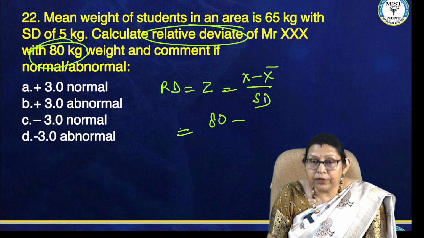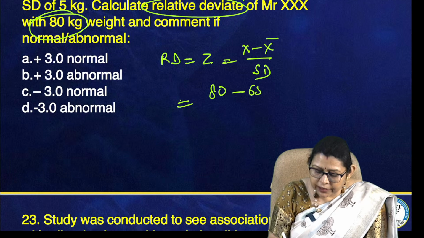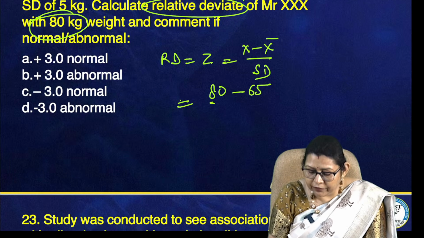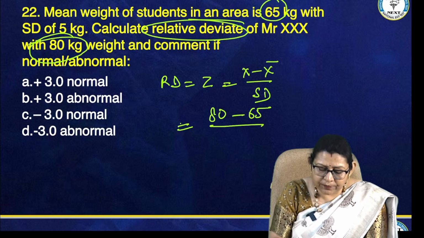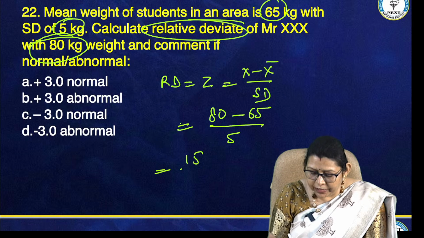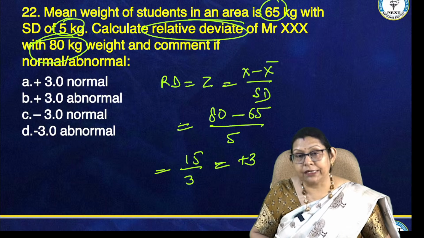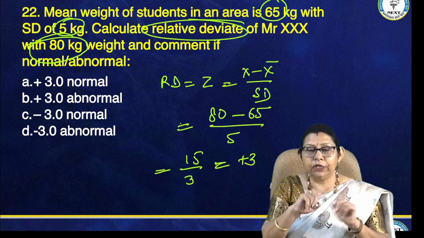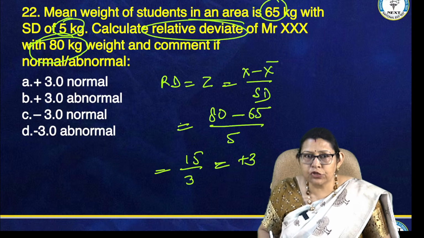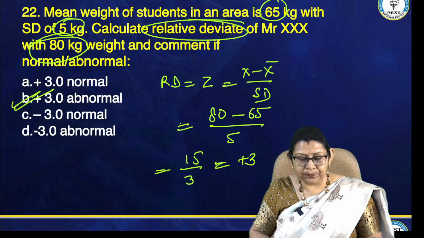What is the mean weight? Mean weight is 65. So it is 80 minus 65. What is a standard deviation? Standard deviation is 5. So it is your 15 divided by 5, and that is plus 3. So you already had started answering quite correct. It is plus 3. We know that a value within plus minus of the 2 standard deviation is normal. So it is plus 3, and it is definitely an abnormal value.